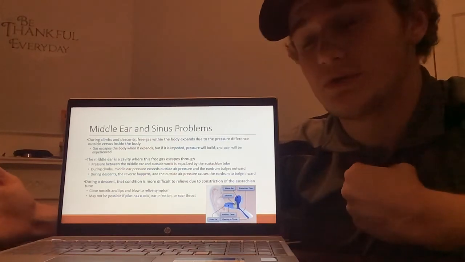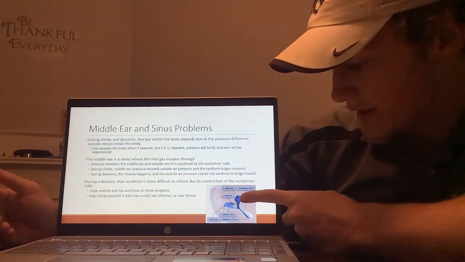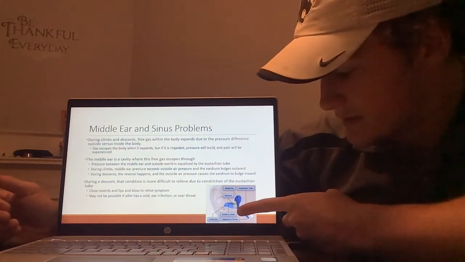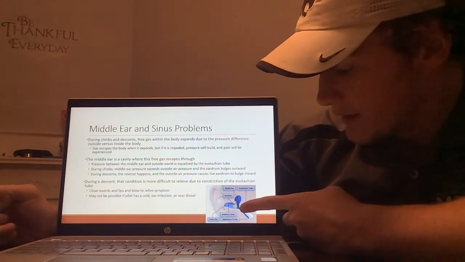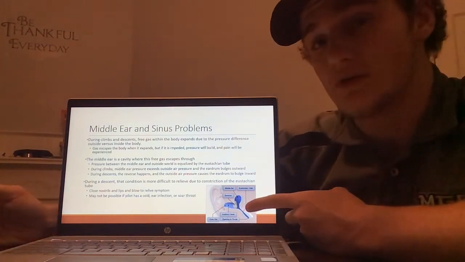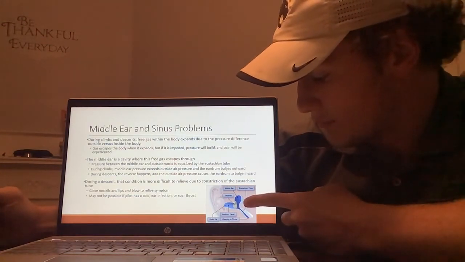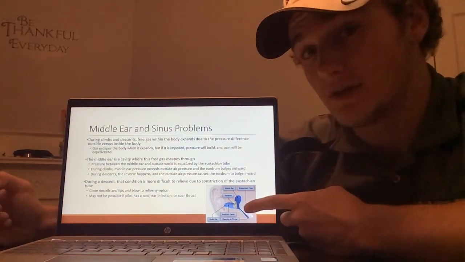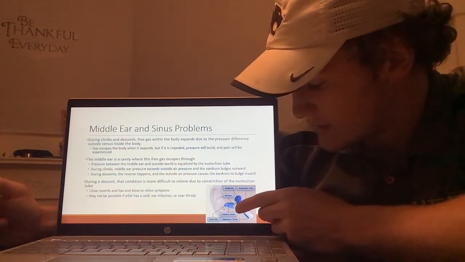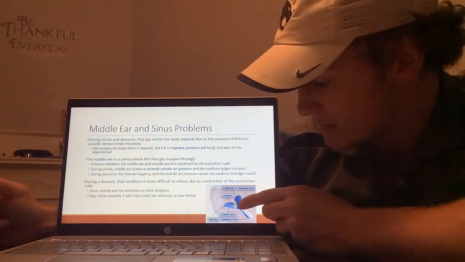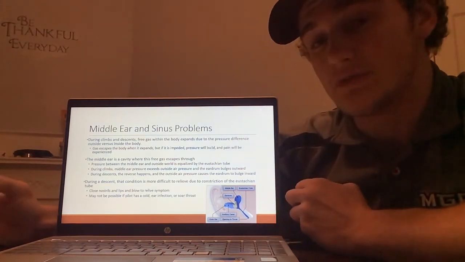Say for your middle ear, you have air inside the middle ear, and you have air outside the ear. When you are climbing, the pressure outside of the ear will be decreased, and the pressure inside the ear will be increased compared to the outside air. So the pressure inside is going to escape from the middle ear through the outer ear, and it will expand the eardrum.